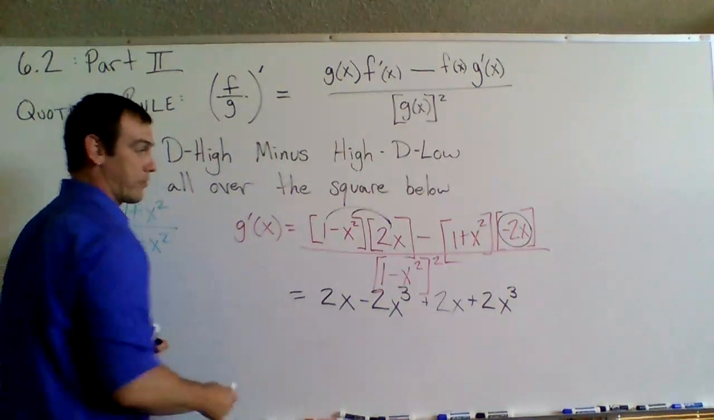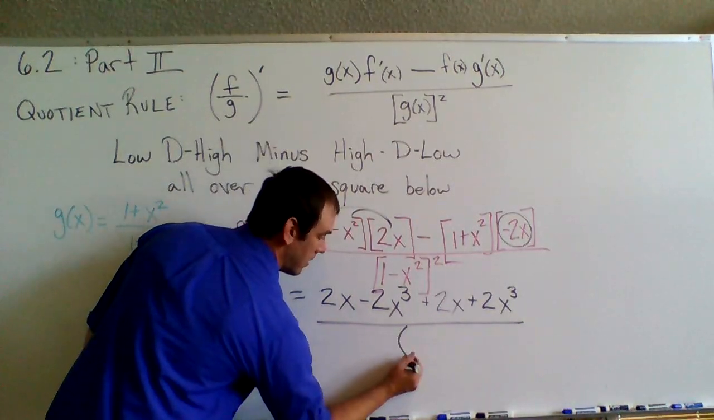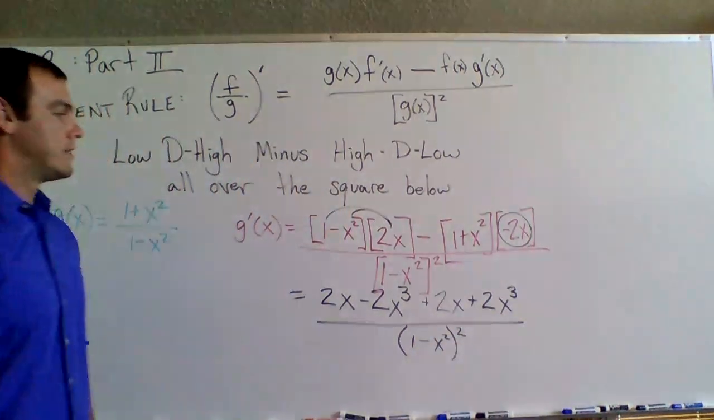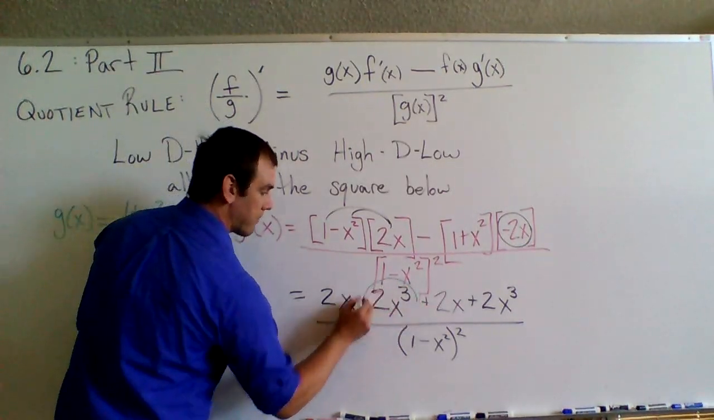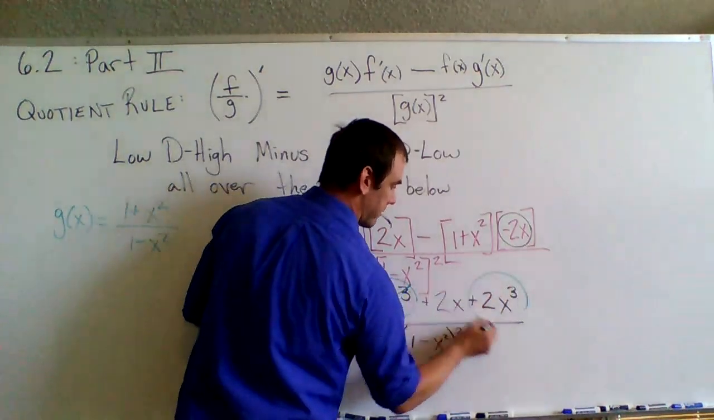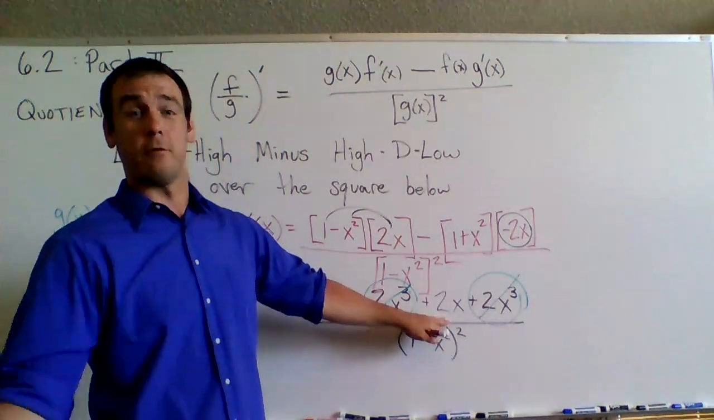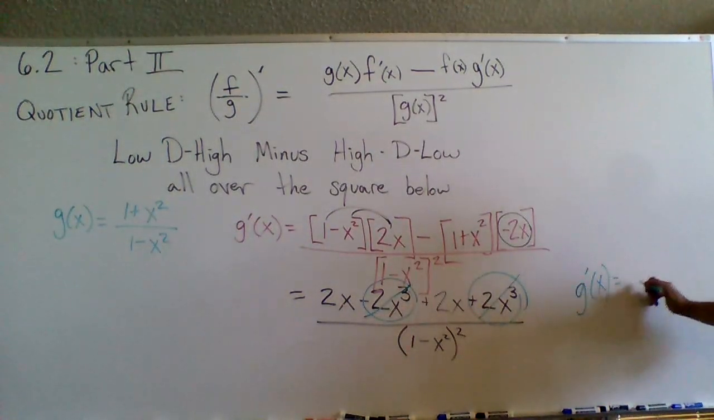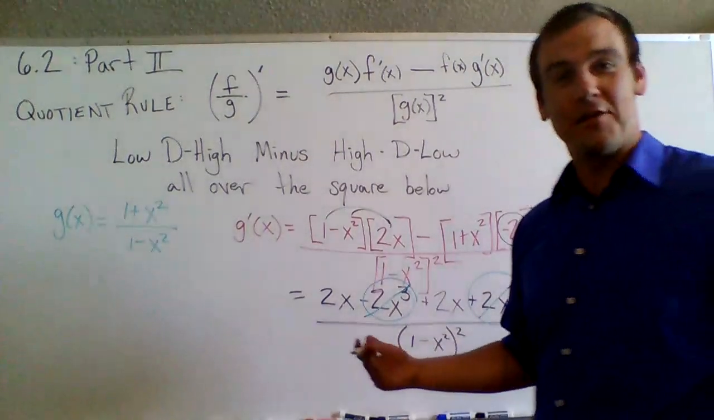Okay, now this is where a lot of people screw up and they forget to write their denominator. You got to write it every single time. You can use parentheses, I guess, if you want. Okay. Now we're not quite all done. We got to clean up just a wee bit more. Negative 2x to the third cancels with a positive 2x to the third. We're left with 2x plus 2x, which makes 4x. Okay, so g prime of x is going to equal 4x divided by 1 minus x squared squared. And that's it. You're all done.